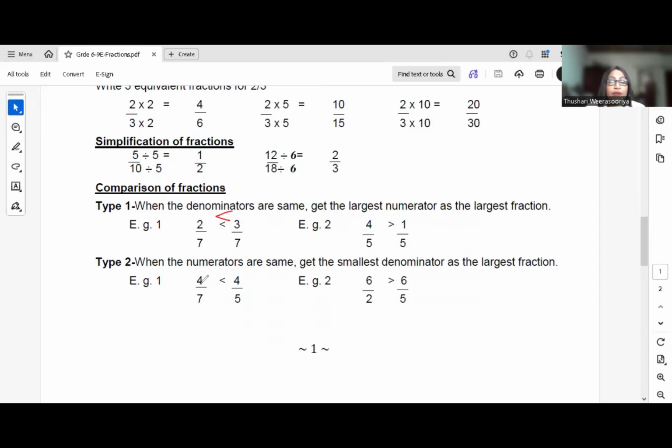Next one, when the numerators are same, get the largest denominator as the largest fraction. Now look at this. The numerators are same. So, get the smallest denominator. What's the smallest denominator? 5. This is bigger. Right? Now you will get confused in this part.